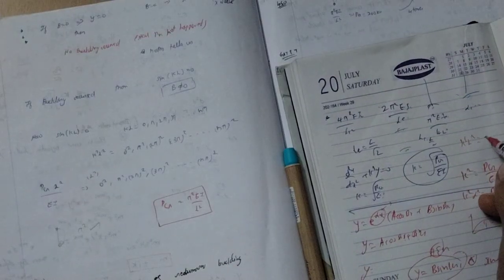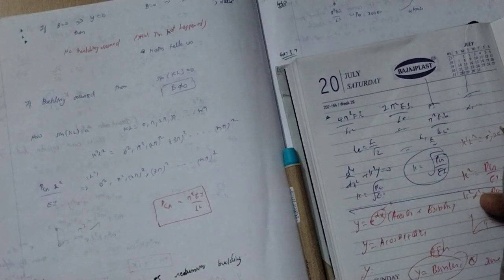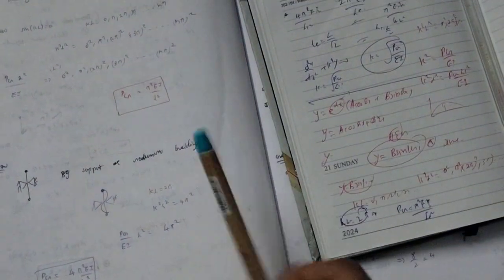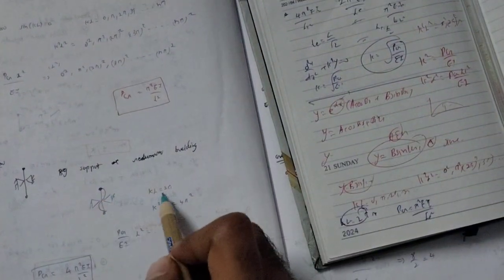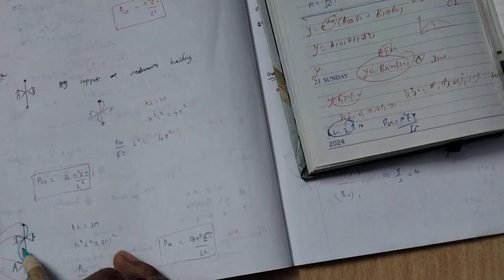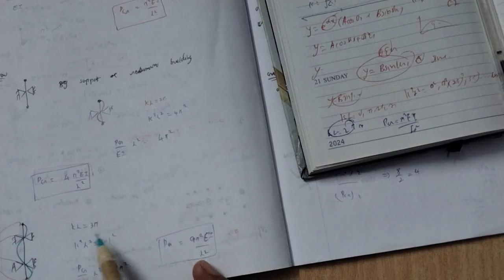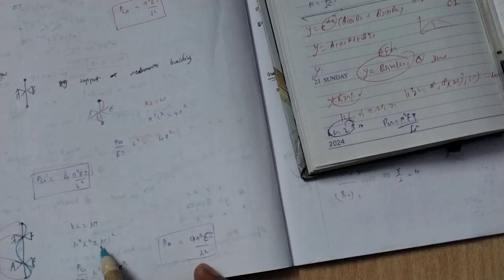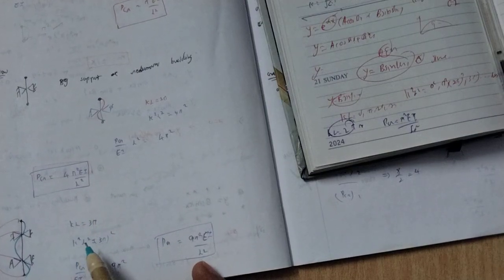k square L square equal to pi square, 2 pi square, 3 pi square, like this it goes on. Okay, so you can see kL equal to 2 pi, so k square L square equal to 4 pi square. Just go and put it in the equation, you can calculate. Same thing, generally here three things are there. So kL equal to 3 pi, so k square L square equal to 9 pi square.